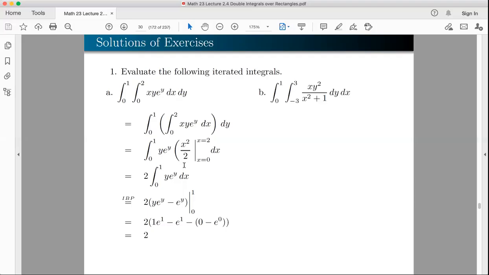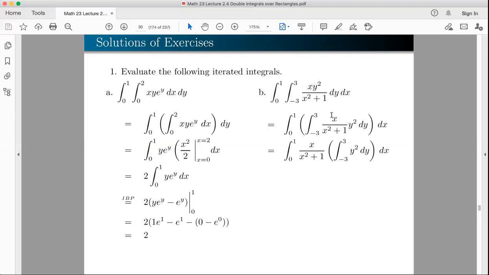Now for the second one, we can integrate with respect to y first. Take note that we can put the x over x squared plus 1 outside because it is independent of y. So it is a constant in terms of y. And then integrating what's inside, we get this expression here, evaluated from -3 to 3.